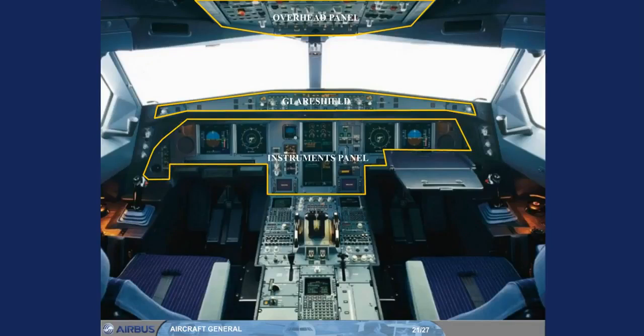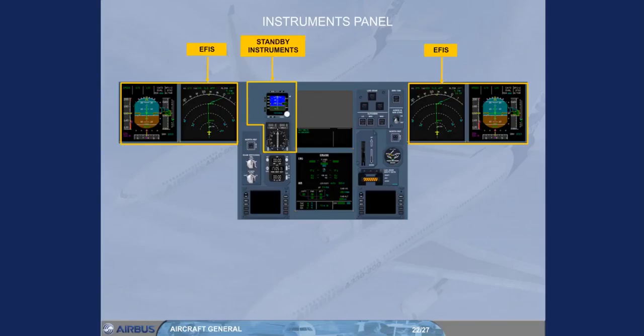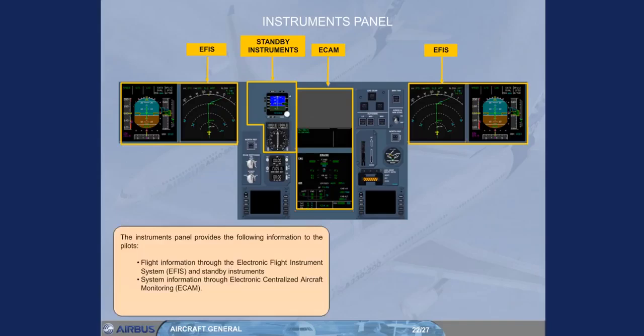Click on the Instruments panel area to display it. The Instruments panel provides the following information to the pilots: flight information through the Electronic Flight Instrument System, EFIS, and standby instruments, system information through Electronic Centralized Aircraft Monitoring, ECAM. Click on the forward arrow to return to the cockpit.